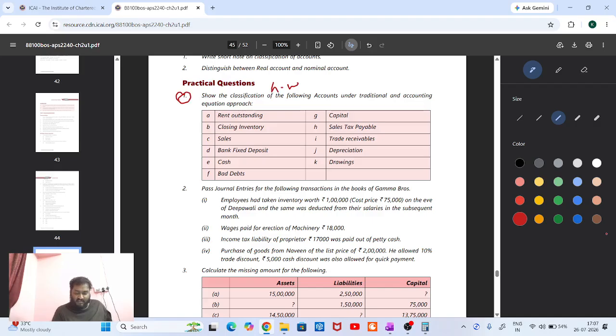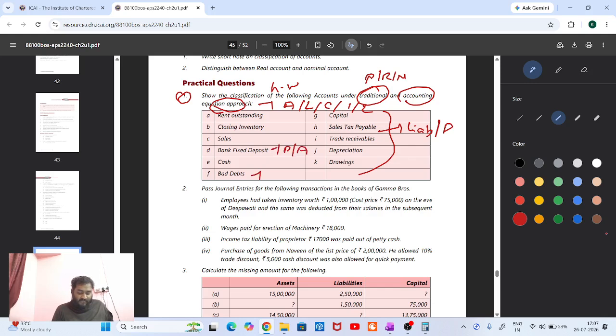Just bifurcate this into traditional approach and accounting equation approach: asset, liability, capital, income, expense. Sales tax payable is a liability, which is a personal account. Bank is a personal account. Asset is a nominal account. Is it an asset or a liability? Bad debt is a nominal account, an expense. This is what you have to do as homework. This is just for practice.